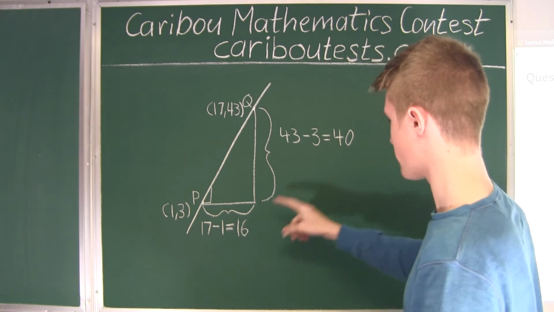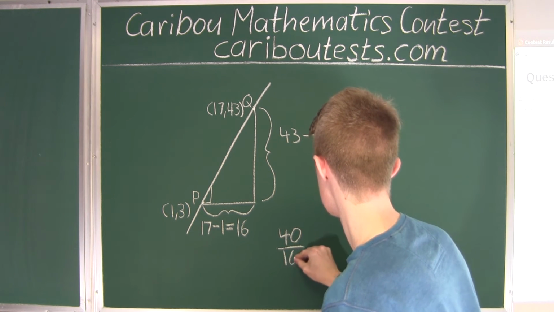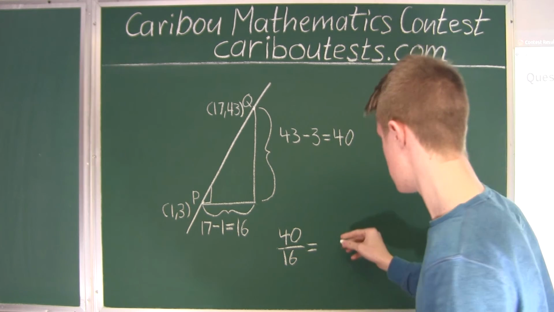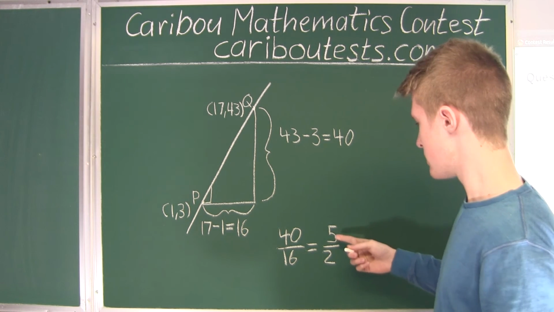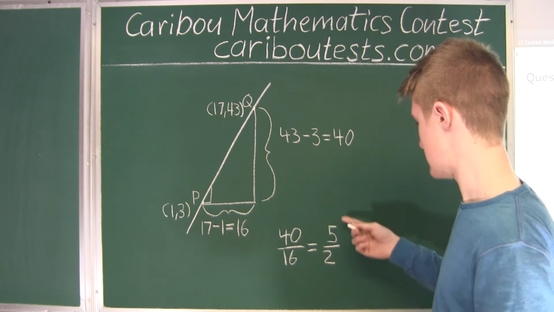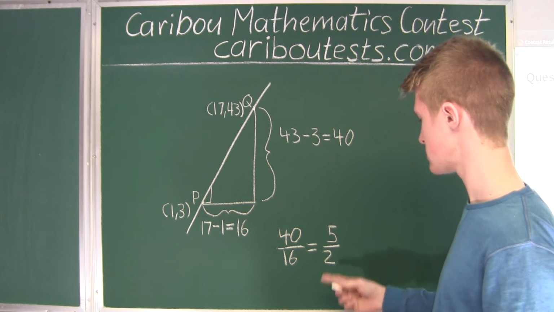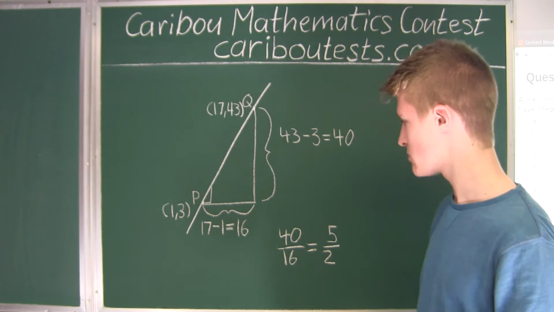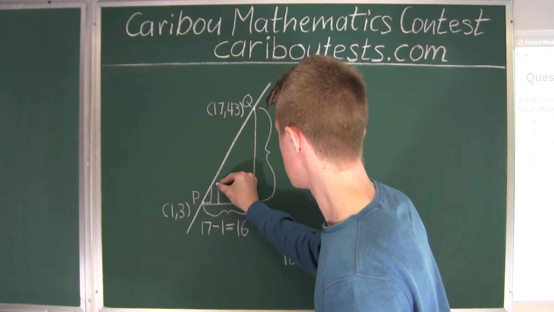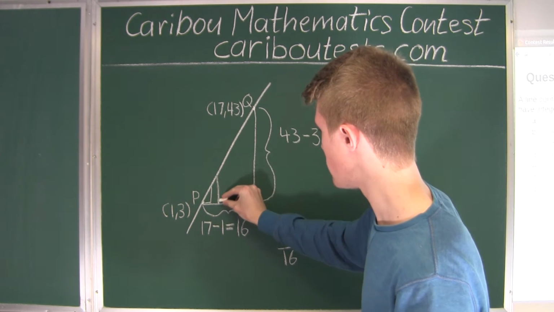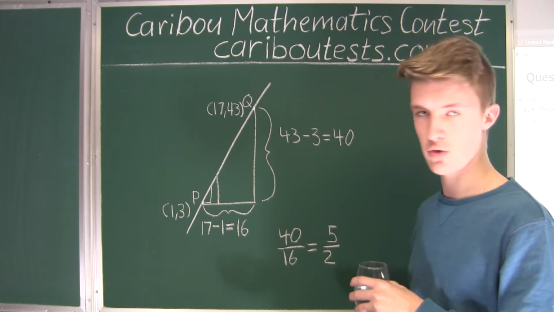So now the slope would be 40 over 16. If we fully simplify this, we get 5 over 2. These two numbers are relatively prime, because they don't have any common factor, so this is the most that we can simplify it. That is the slope. This is very important because if we were to go 2 to the right in x, then we would go 5 in y, and that would be the nearest point to P which has integer coordinates.